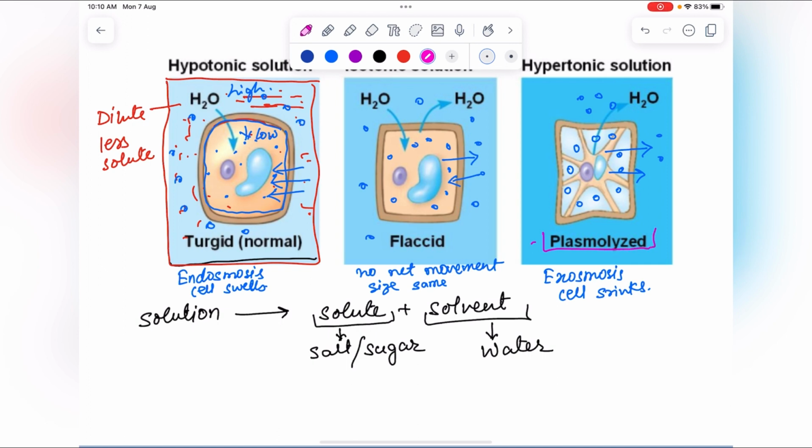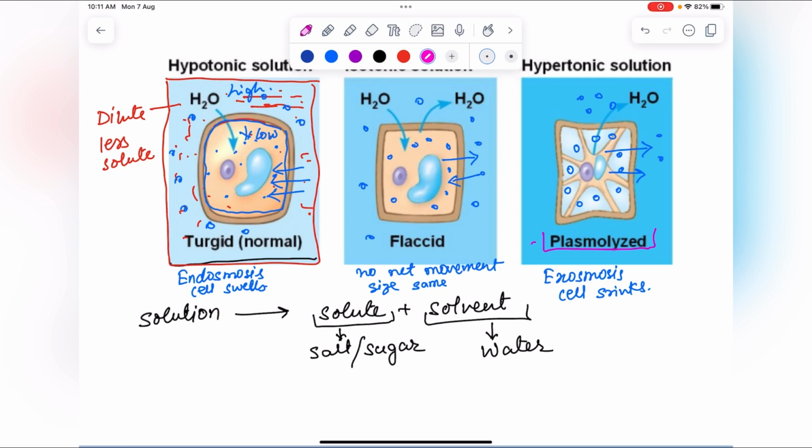Now what is plasmolysis? Plasmolysis is the process of contraction. The plasma membrane will contract due to the loss of water, and the cell will shrink. It is the process of contraction of the protoplasm of a plant cell, caused by the loss of water from the cell.